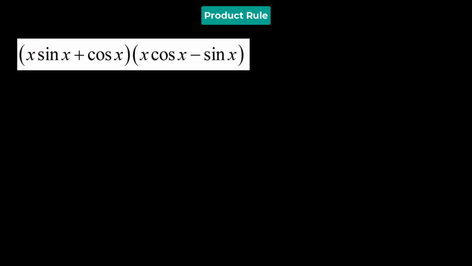So here we have the function x sine of x plus cosine of x multiplied to x cos of x minus sine of x. So we begin by treating x sine x plus cosine of x as the first function and x cosine of x minus sine of x as the second function. So let us find the derivative.